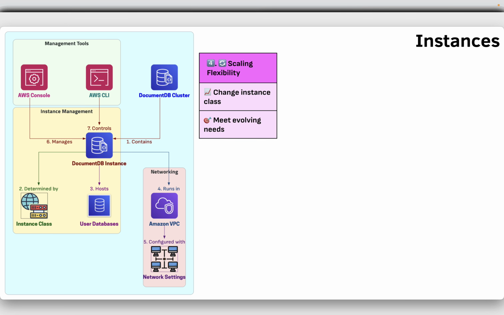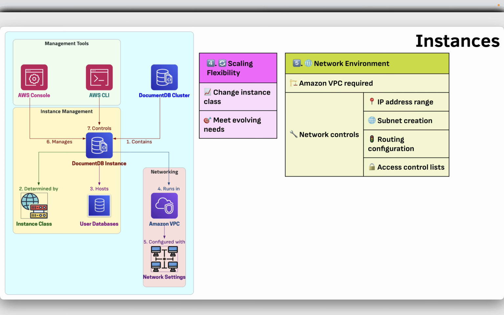Amazon DocumentDB provides scaling flexibility by allowing you to change instance classes as your needs evolve, ensuring your database resources can grow or shrink with your application demands. The network environment for Amazon DocumentDB instances is exclusively within Amazon VPC, providing comprehensive network control including IP address range selection, subnet creation, routing configuration, and access control lists (ACLs) for enhanced security.